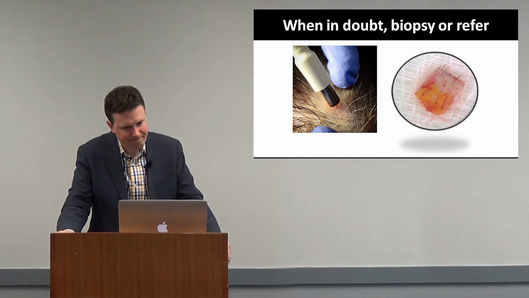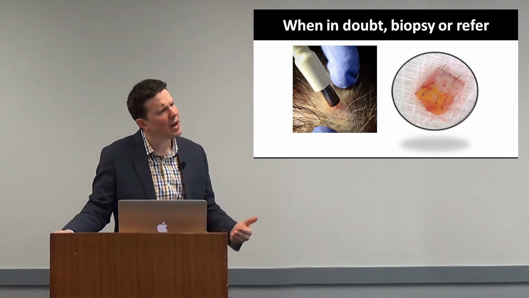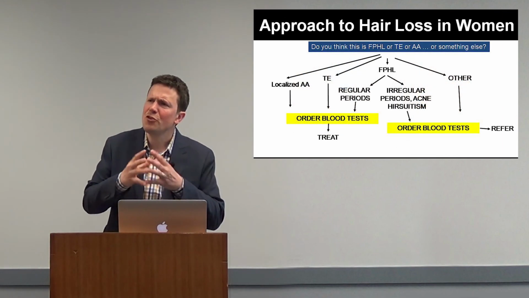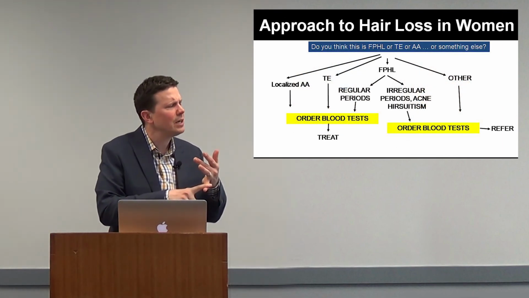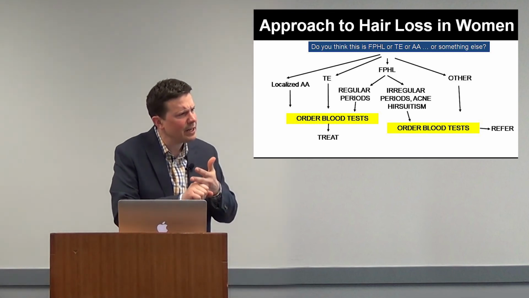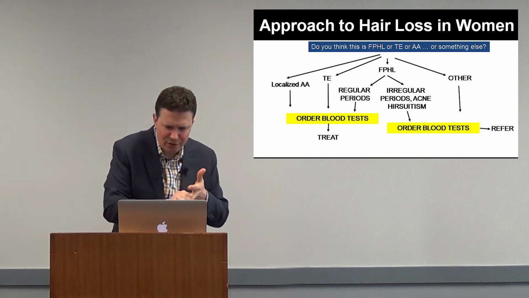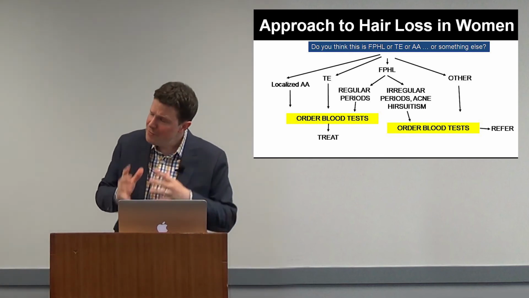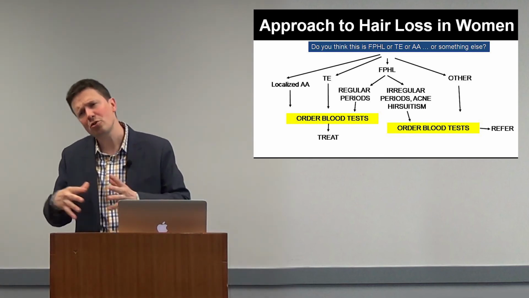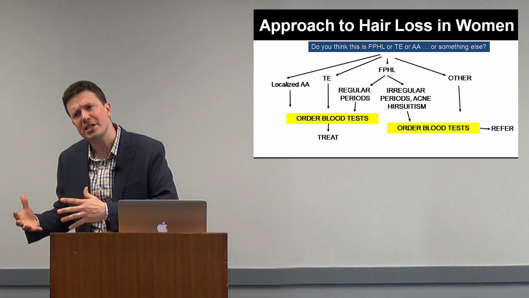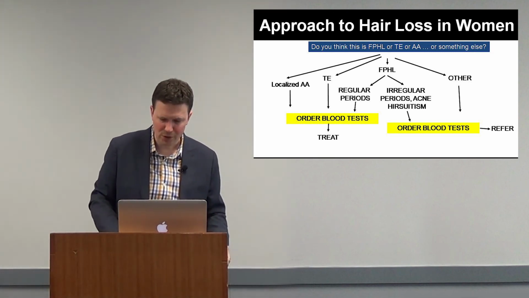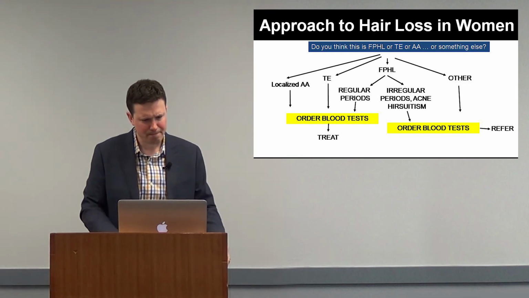and so you may consider referring a patient for a scalp biopsy. And so the approach that I would recommend that you consider in women, again, is determining if you think it's androgenetic alopecia or alopecia areata in a localized form or telogen effluvium. Always order blood tests. If the patient's androgenetic alopecia is associated with some signs of hyperandrogenism, or you're just not sure what this is, consider referral to a dermatologist.